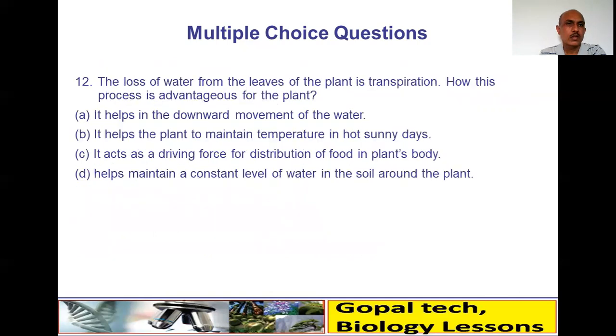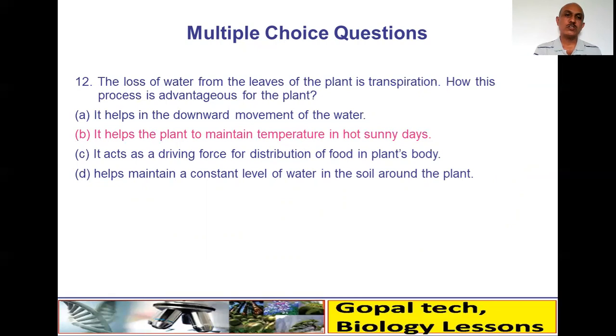Okay. Question number 12. The loss of water from the leaves of the plant is transpiration. How is this process advantageous for the plant? How is it a benefit? Pause the video, write the answer, check it once again. Yes, the correct answer is B. It helps the plant to maintain its temperature on hot sunny days.